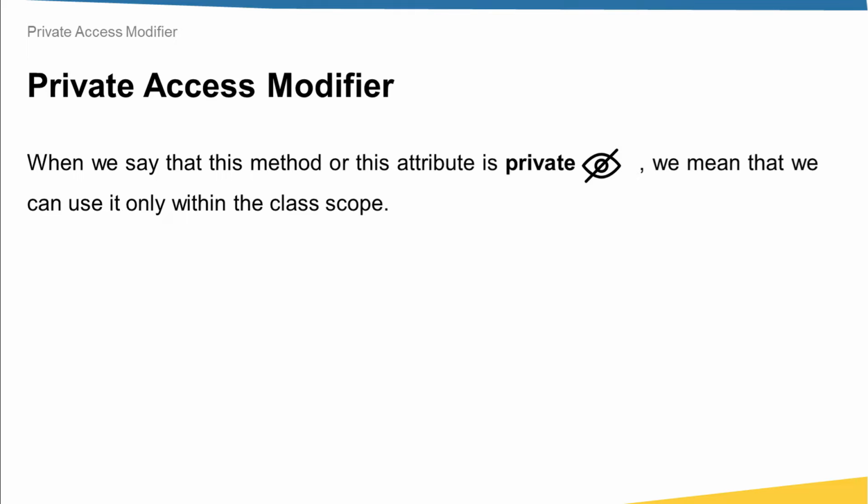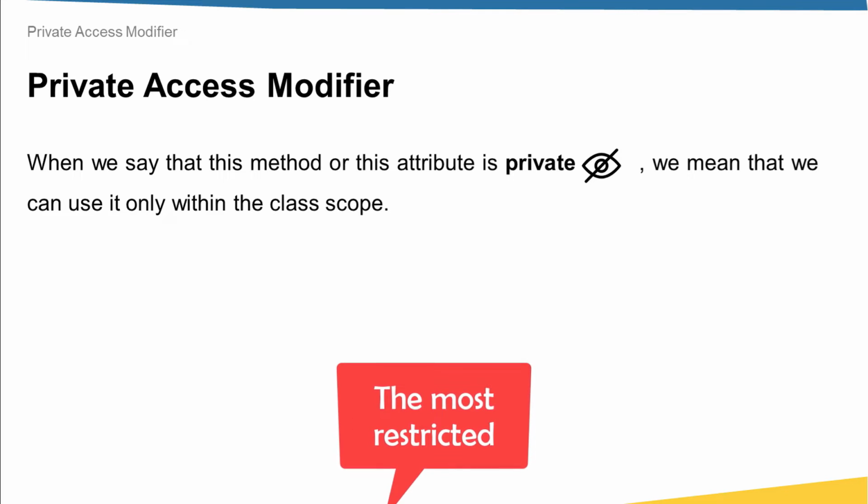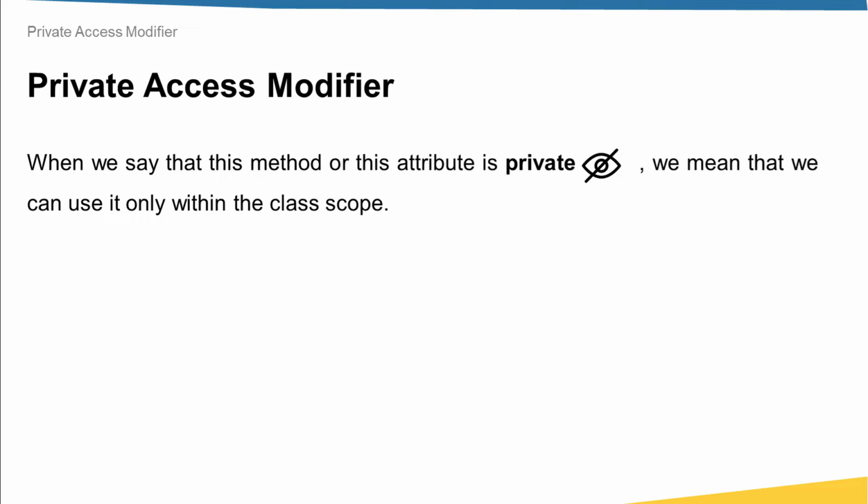Simply, when we say that this method or this attribute is private, all we mean is that we can use it only within the class scope. I mean within the class methods only. From this, we can understand that the private access modifier is the most restricted access modifier among the other types.